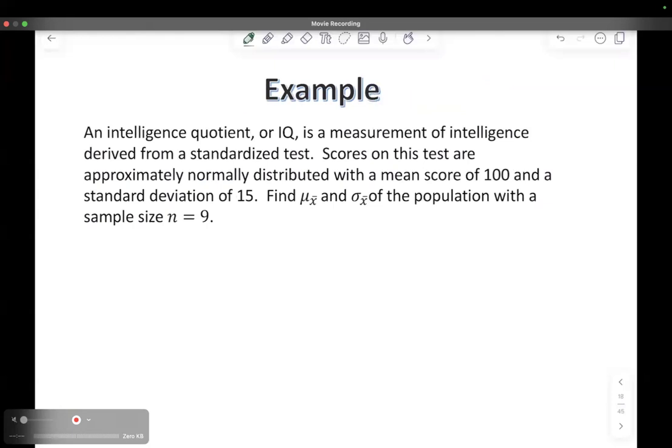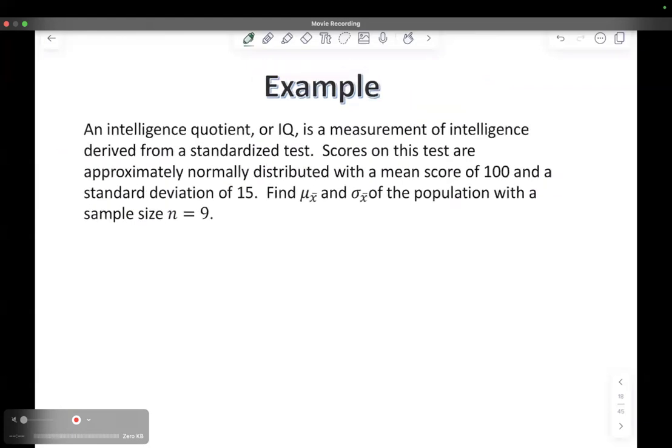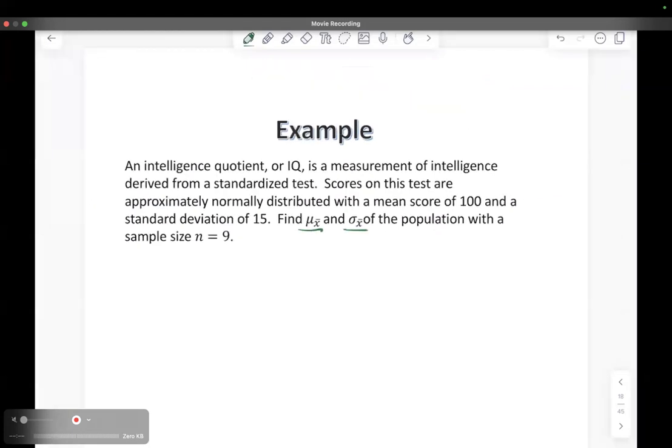Right, so let's do an example. An intelligence quotient, or IQ, is a measurement of intelligence. Obviously, we know about this. Their scores on the test are approximately normally distributed with a mean score of 100 and a standard deviation of 15. We want to find the mean and the standard error, or the new standard deviation, sigma sub x bar, with a sample size n equals 9. So the mean is easy. Remember that mu sub x bar equals mu. Therefore, our mu sub x bar equals 100.